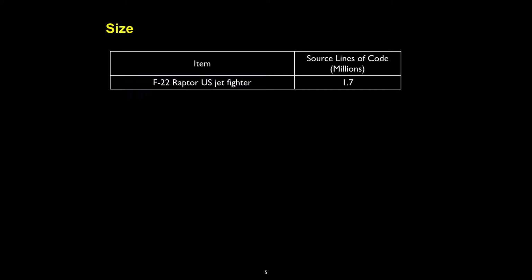To give you some idea of sizes, right? A jet fighter has approximately 1.7 million lines of code in it. The Boeing 787 has a lot more, and that usually doesn't include the infotainment systems they have now, but that adds a lot. This is just for flying a plane, right?